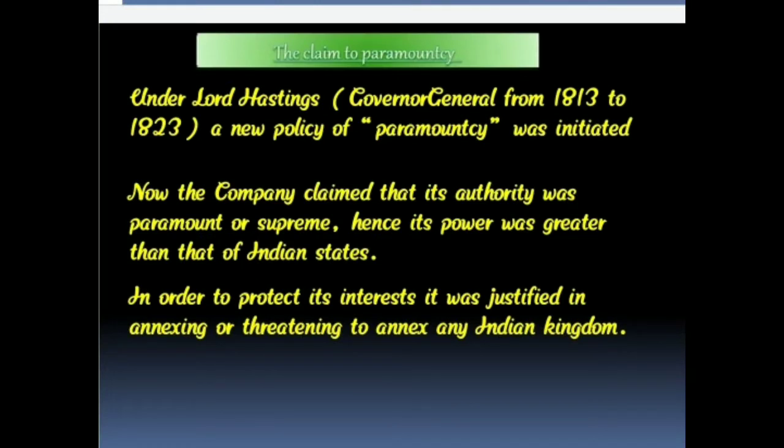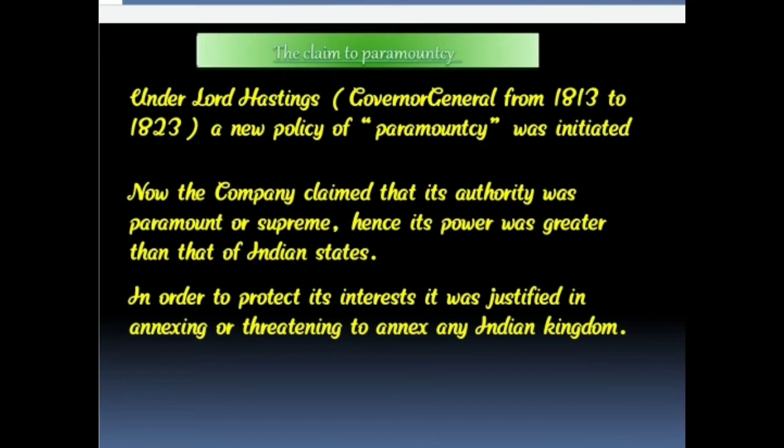Next is about the claim to paramountcy. Paramountcy is nothing but the supreme power of the British. From the early 19th century, the company went on with aggressive territorial expansion. Under Lord Hastings, from 1813 to 1823, paramountcy was introduced. A lot of things happened in this paramountcy.